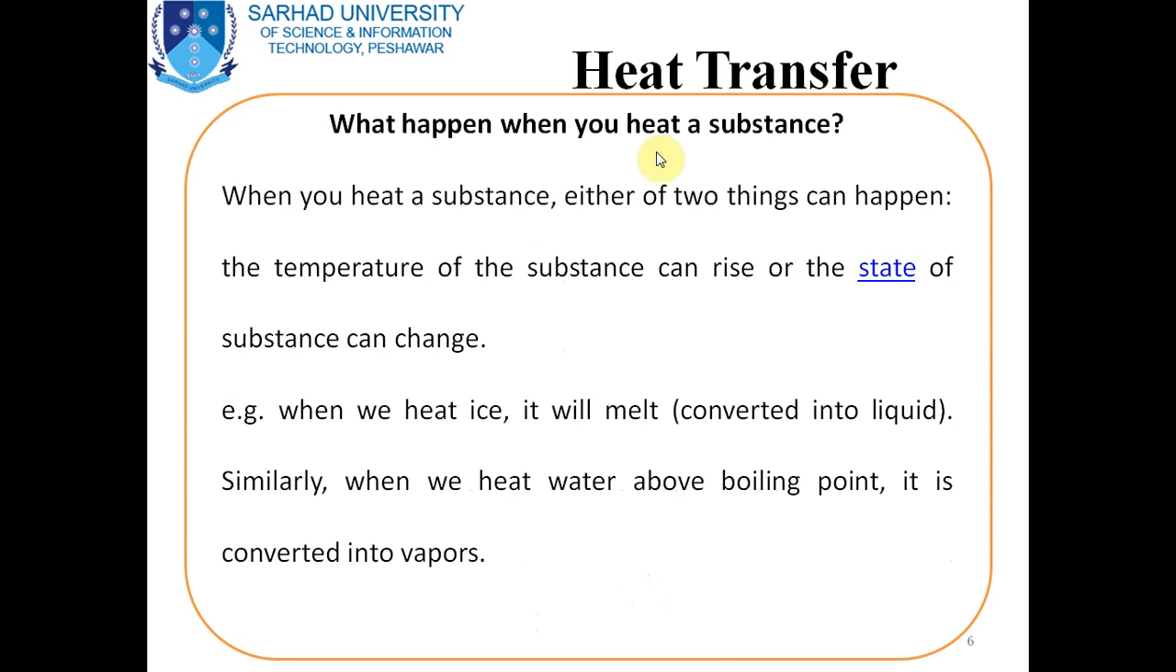Now, what will happen when we heat a substance? Suppose we have a container containing water, and we want to heat up the water in that container. Then two things can happen. The first is that the temperature of the water will rise, or the water will be converted into the vapor state, that is the liquid phase is converted into the gaseous phase, if the boiling point is achieved. But before the boiling point, the temperature of the water will be rising.